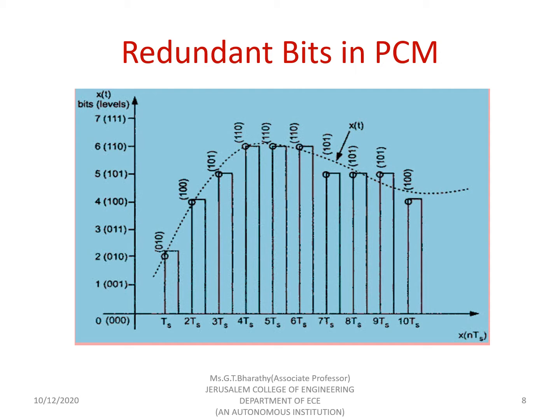If you see this diagrammatic representation, the samples taken at 4 TS, 5 TS and 6 TS are going to have a similar amplitude, and all three amplitudes are encoded again, and we are getting the same encoded value as 110. All the encoded samples will be transmitted in PCM. So this becomes redundant. The amplitude is the same, the encoded value is the same, but it will be transmitted. All the data at every TS second will be transmitted. So this becomes redundant.